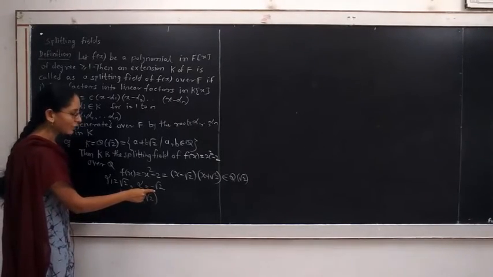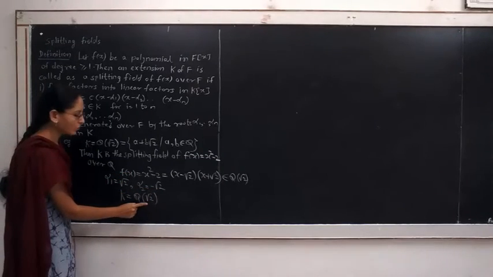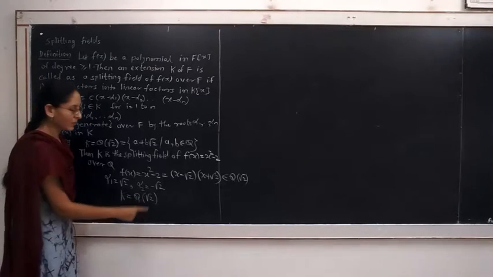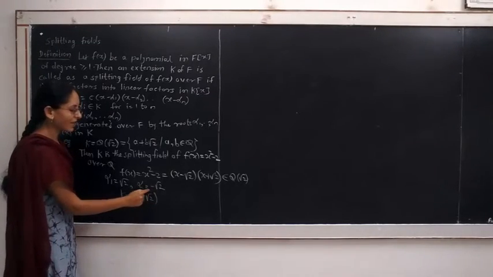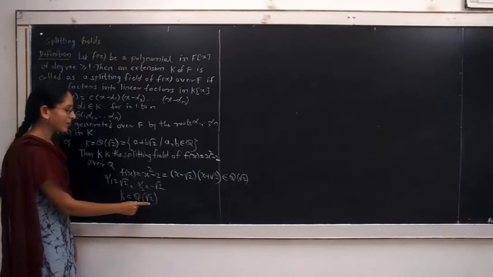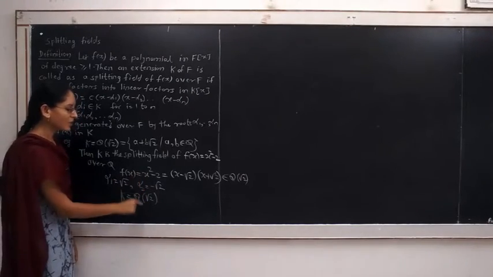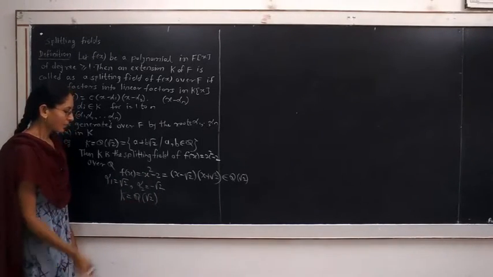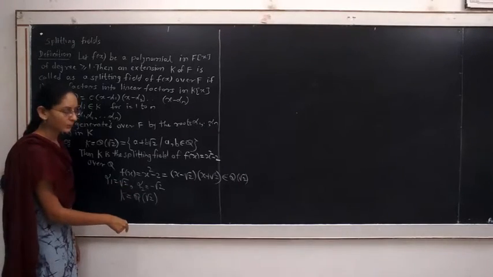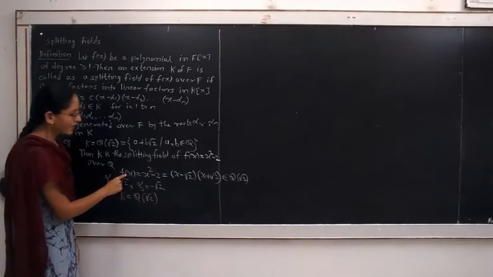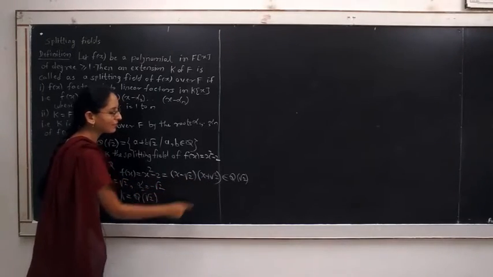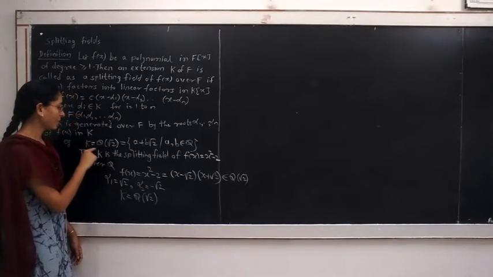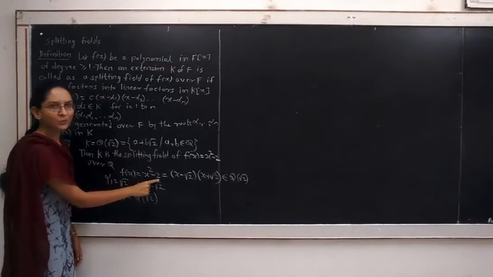It consists of the other root of the polynomial, namely minus root 2, because this is a field, root 2 belongs to Q(root 2), hence minus 1 into root 2 belongs to this field Q(root 2), that is alpha 2 also belongs to this field. Therefore Q(root 2) consists of all the roots of the polynomial f(x), and Q(root 2) is generated by the element root 2 over Q, as well as f(x) factors into linear factors over Q(root 2). Therefore Q(root 2) is the splitting field for the polynomial x square minus 2.